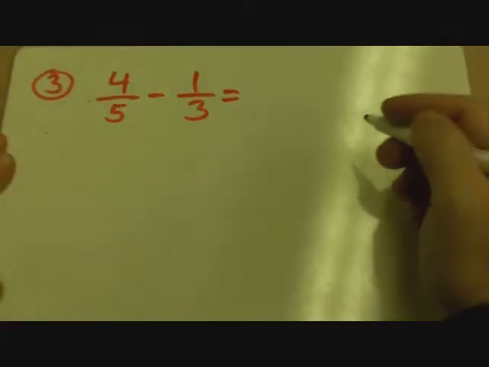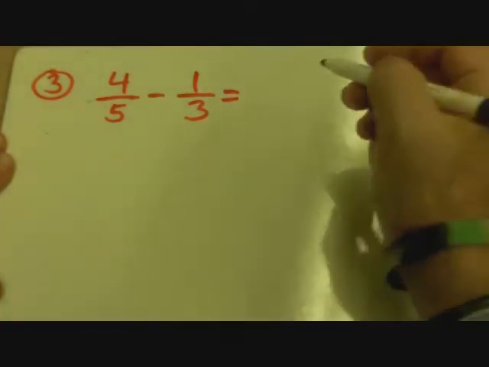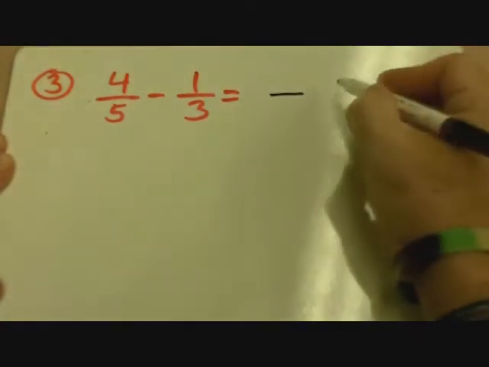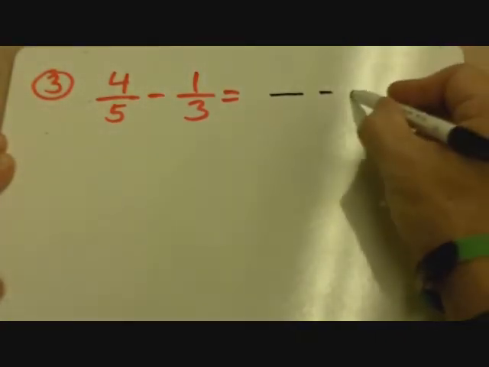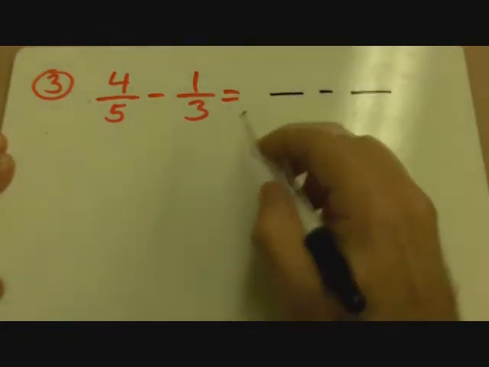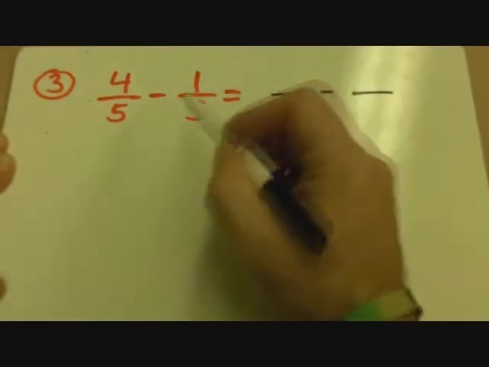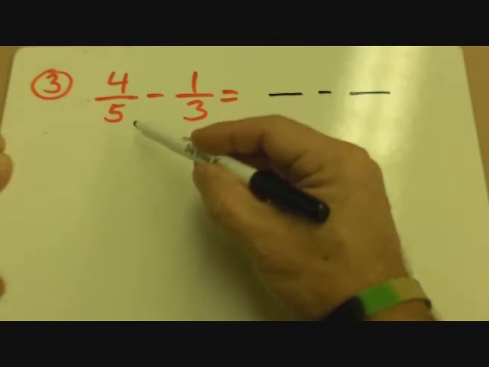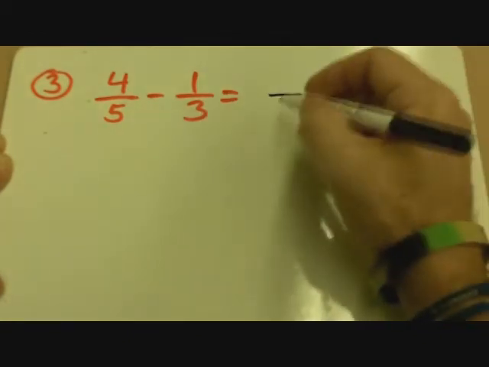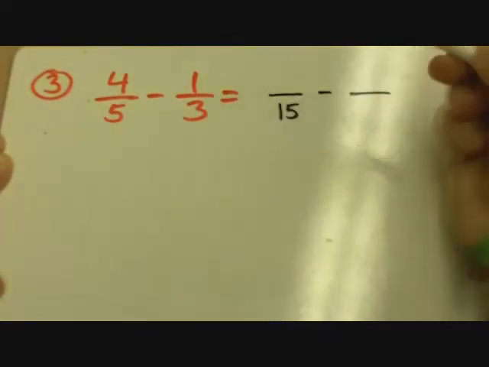Question 3. We also have an unlike denominator, which we need to take care of, and we also have to be careful. This is a subtraction problem. So at the end of the problem, make sure you subtract. What's the common denominator between 5 and 3? We're going to call it 15.